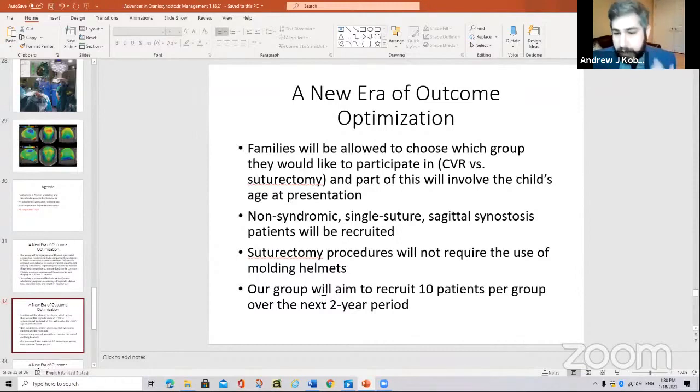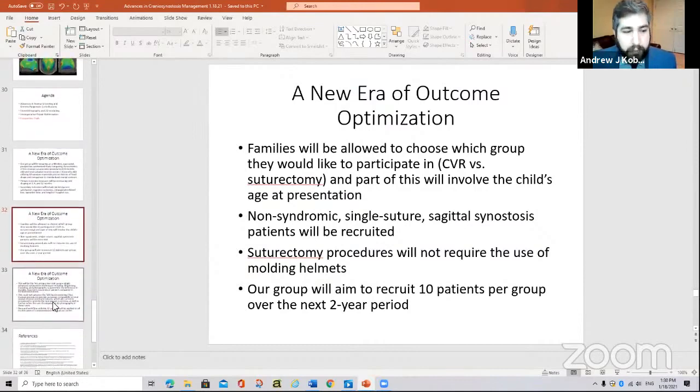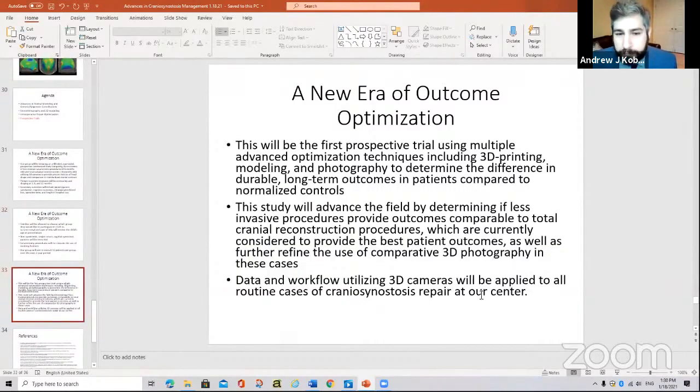Our group will really aim to get 10 patients conservatively over the next 2 years, but we certainly see much, much higher volume than that. And really, this will be the first prospective trial utilizing multiple advanced optimization techniques, including 3D printing, modeling, and 3D photography, to determine the difference in durable, long-term outcomes in patients compared to normalized controls. It will advance the field by determining if less invasive procedures provide similar outcomes to our total cranial vault reconstructions, and will also further refine the use of comparative 3D photography in these cases.